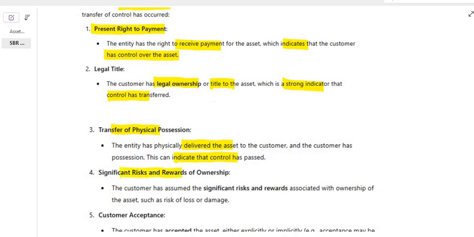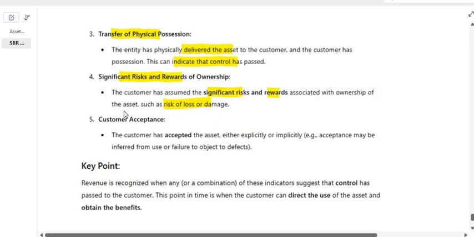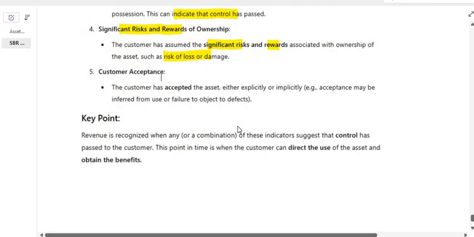Now, significant risk and reward. The customer has assumed significant risk and rewards associated with ownership of the asset, such as risk of loss. When the entity is bearing the risk and reward, then we record that control is not transferred. As the significant risk and reward is borne by the customer, meaning they are taking the risk of loss or damage, this means that the control has been transferred.